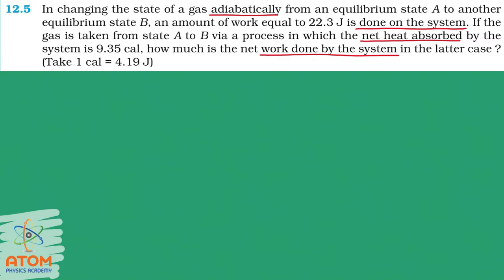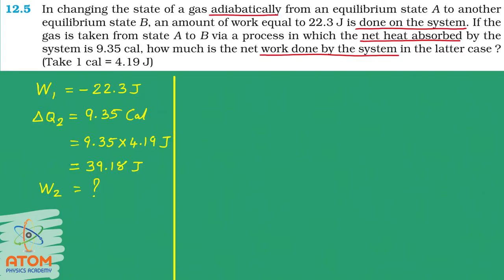In short, in the first process, that means in the adiabatic process, 22.3 joule of work is done on the system, and in the second process some net heat is absorbed and work is done by the system. We need to find out how much work is done by the system in the second process. First, let us note down the values given.